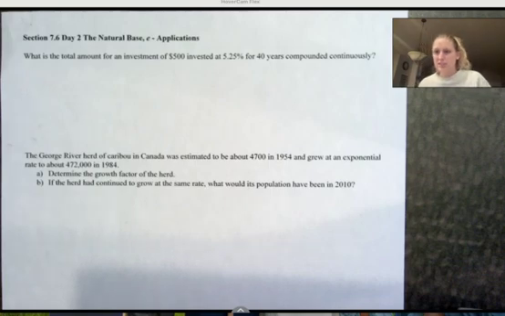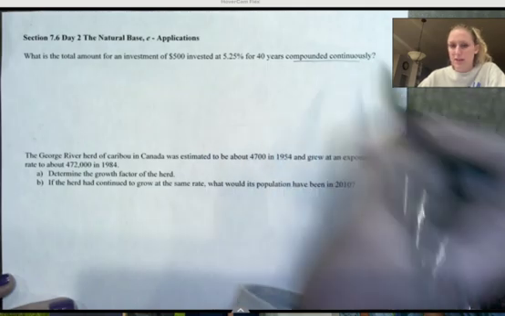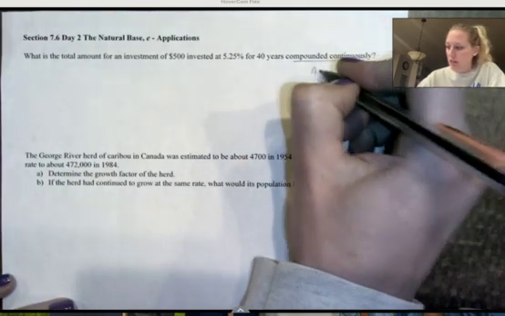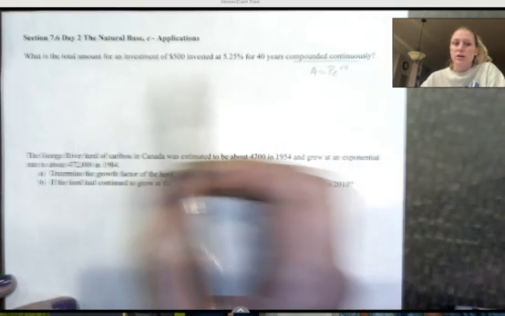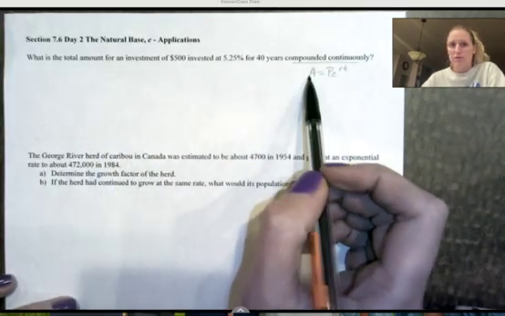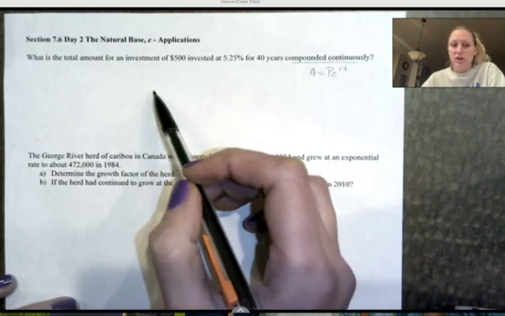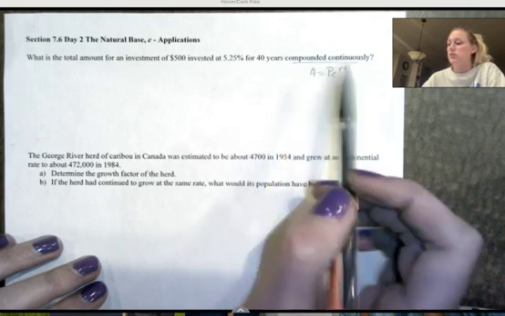In this video, we're going to continue talking about e and where we can see some applications of e. Remember we have this PERT formula, which applies anytime I see "compounded continuously." So I'm going to use my formula here to answer this question. What is the total amount? Remember, that's A, what I'm looking for.